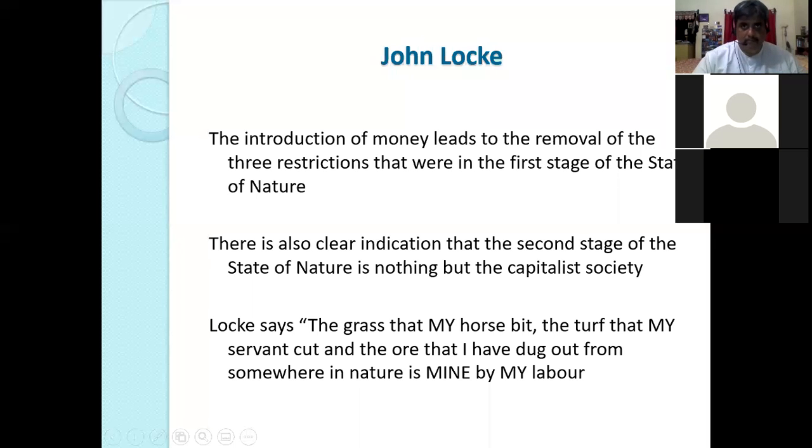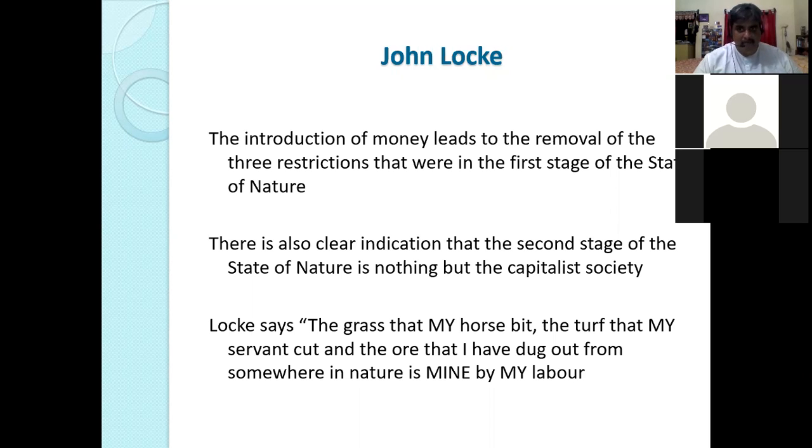Yeah, so as I was saying, this is indication of private property. And because the horse itself is mine, whatever belongs to it is also mine by my labor. All right, because I have tamed the horse in the first place. Then the turf that my servant cut, this I told you is the tricky one.